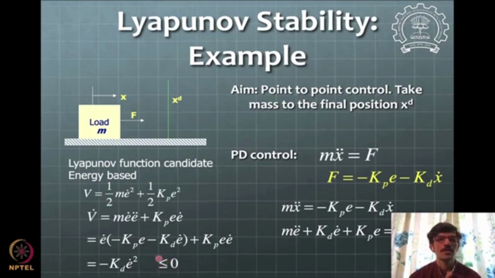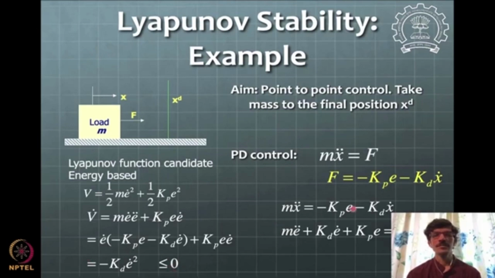So that's why we can conclude that this control, PD control, gives this system stability. Only we can say the system is stable, or this equilibrium x is equal to xt is a stable equilibrium. It is not asymptotically stable. This is important here. See, with this we cannot get it to be asymptotically stable.